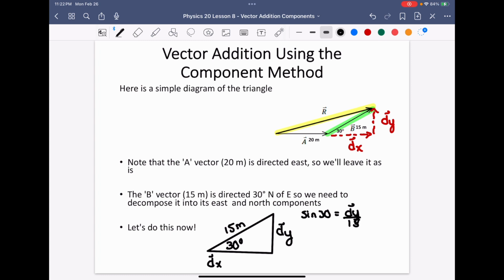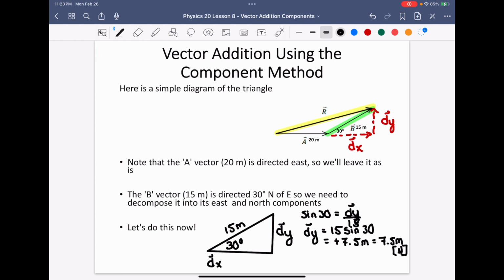Now, this means I'm going to have to multiply 15 to both sides, giving me a dy equal to 15 times sine 30. Now, to get the specific value of this, I did this in my calculator, and 15 times sine 30 would give me positive 7.5. So I'm going to write positive 7.5 meters. Or we could call this 7.5 meters north if we really wanted to. So I'm also going to put 7.5 meters in the north direction. So that's one way to classify it.